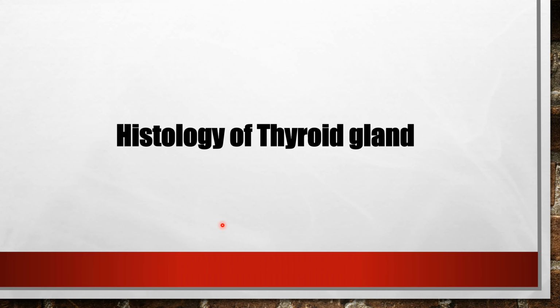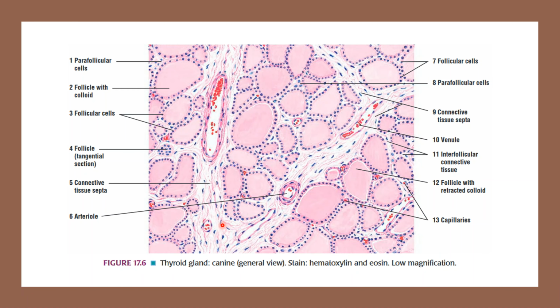Next what we are going to see is the thyroid gland. Already you studied about the thyroid gland in gross anatomy. We have the capsule covering the thyroid gland, that is the true and false capsule. The true capsule is the condensation of connective tissue. From the true capsule, connective tissue septa enter into the gland, dividing the mass of the thyroid gland into small lobules.